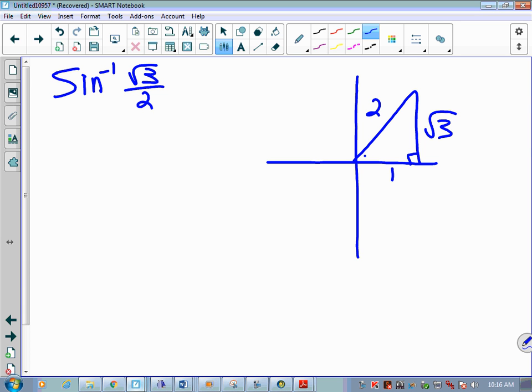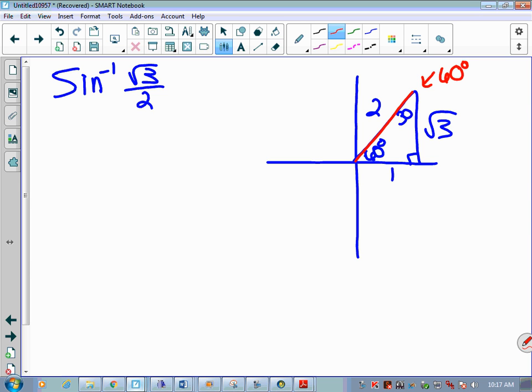Not 45, not 30, although you're closer. 60. 60 goes opposite of radical 3. 30 would go up here opposite of 1. All right, so what we learn about this is that this line shows up at 60 degrees. Right? We get that? Okay.